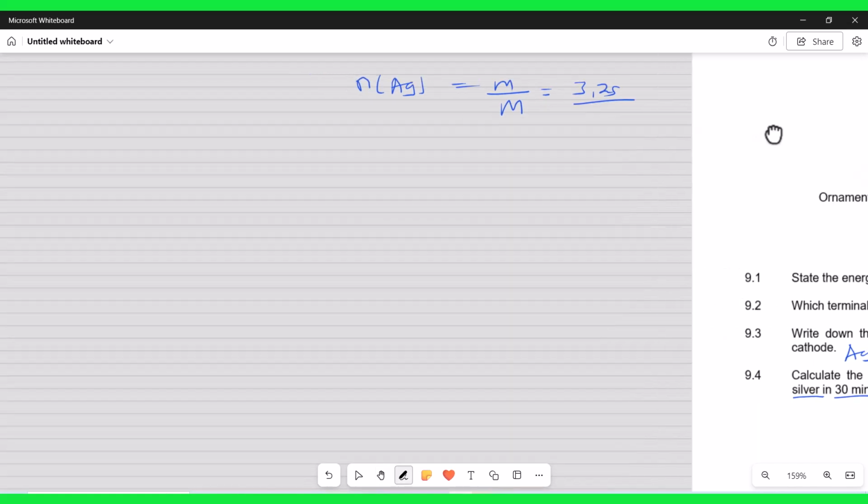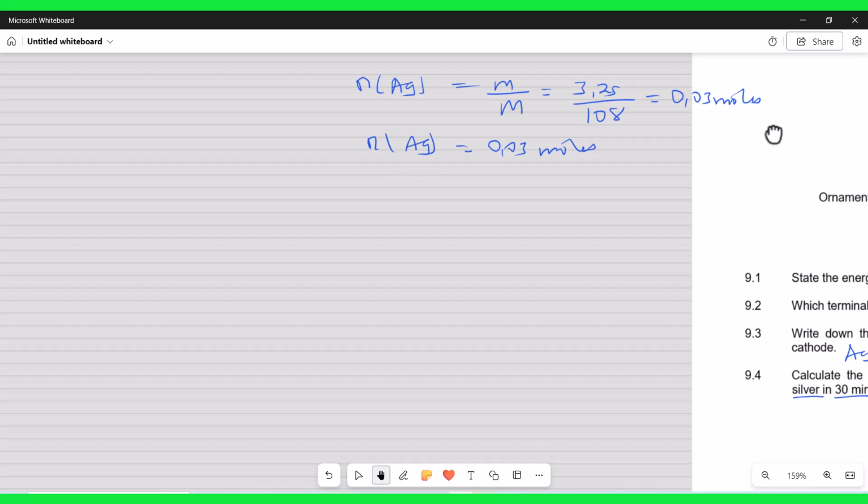Now if you divide by 108, how many moles do we get? We get 0,03 moles. So the number of moles of silver is 0,03 moles.